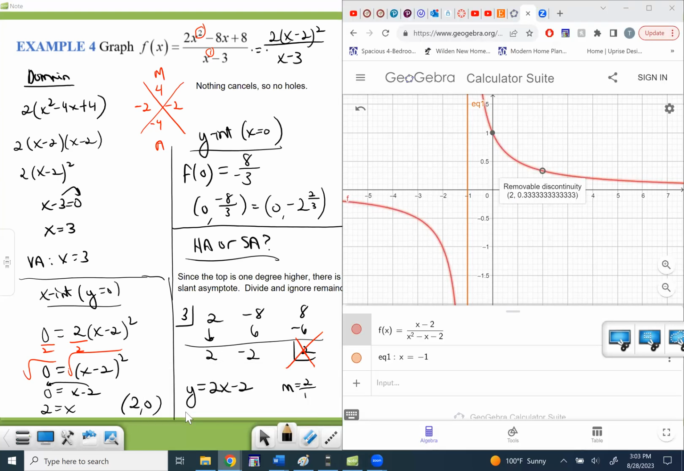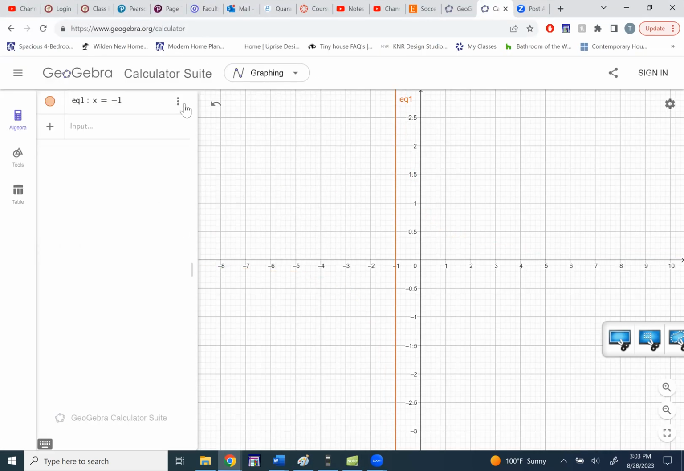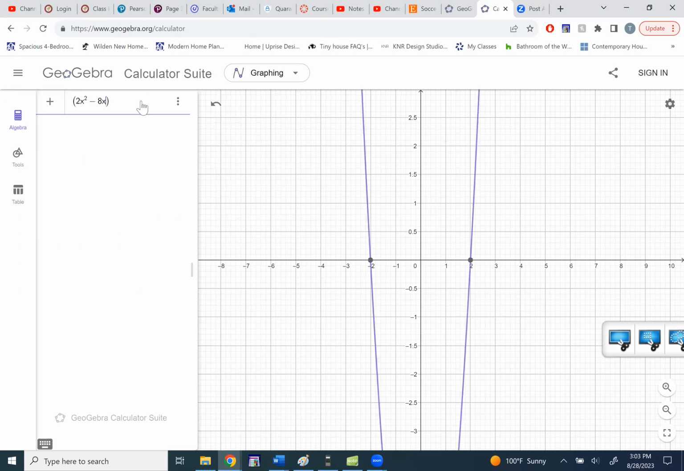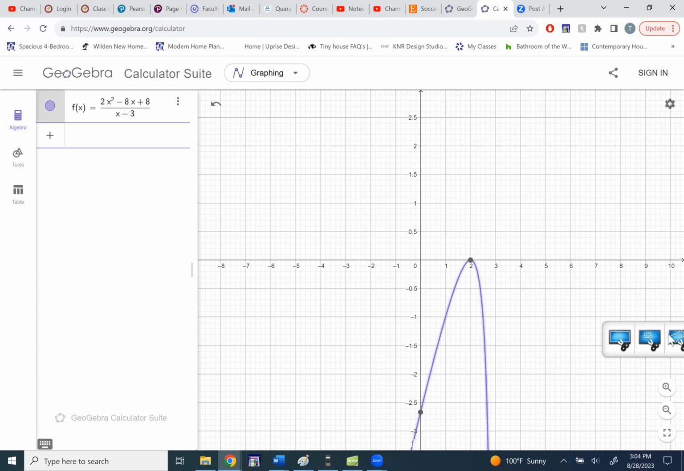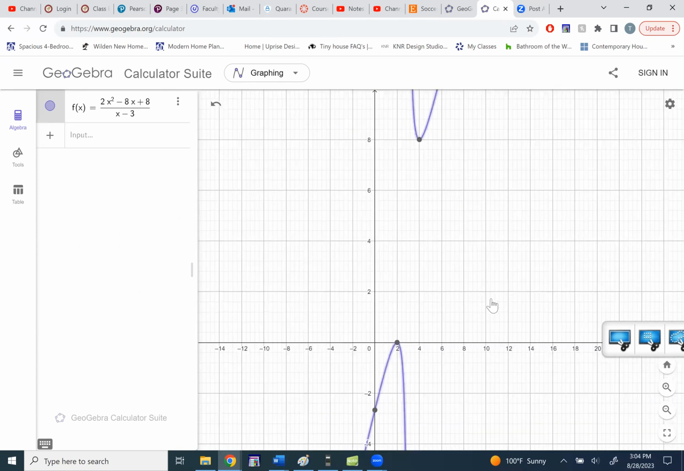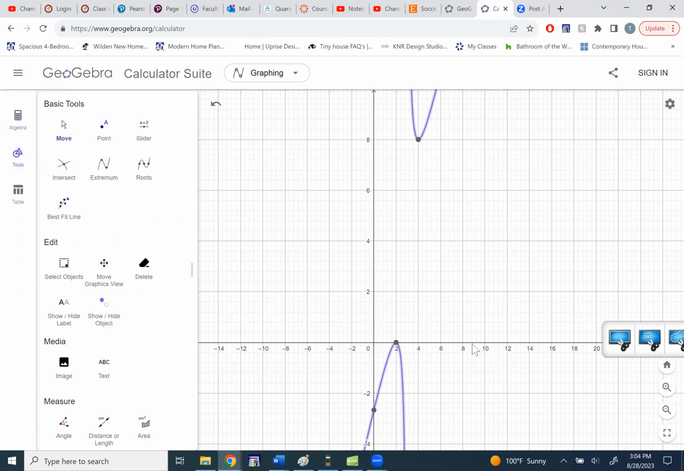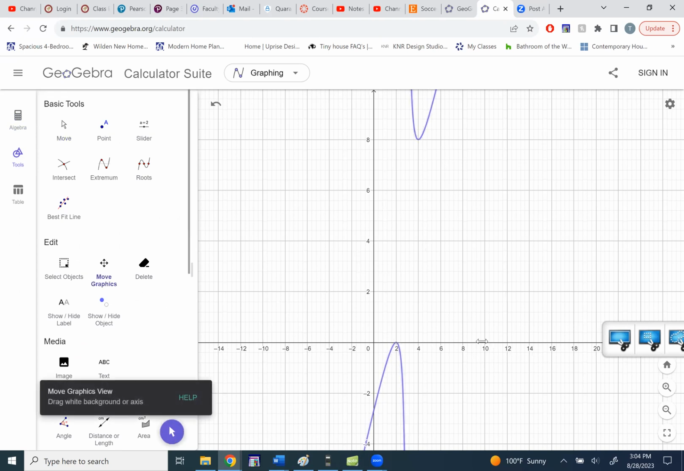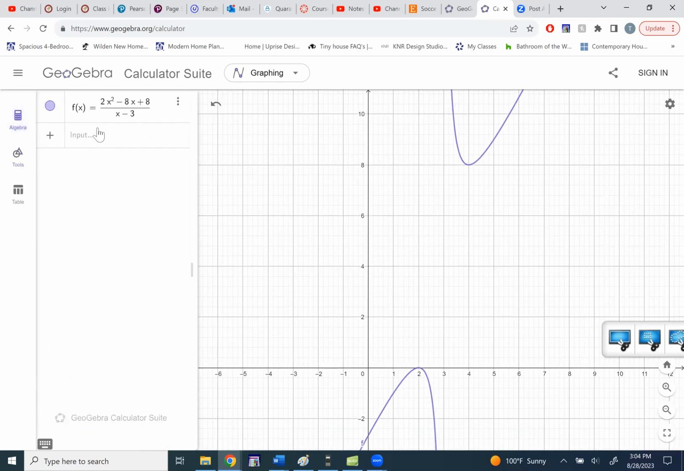Let's go check it out, see what it looks like. I'm just going to make this large because I think I remember. So we had 2x to the second minus 8x plus 8 divided by x minus 3. Now let's zoom out a little bit. Zoom out a lot. Let me stretch the x-axis a little bit so it's not so small. Let me type in our oblique asymptote. Our slant asymptote was y equals 2x minus 2.